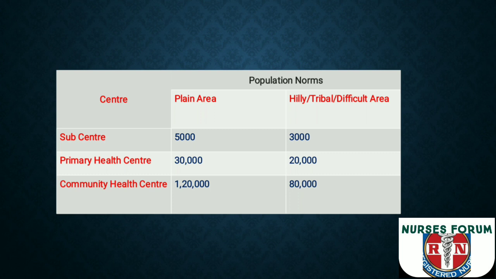A subcenter should cover 5,000 population in plain area and 3,000 population in hill area. A primary health center, PHC, should cover 30,000 population in plain area and 20,000 population in hill area. Here the community health center should cover 1,20,000 population in plain area and 80,000 population in hill area. The right answer is 80,000 population here.